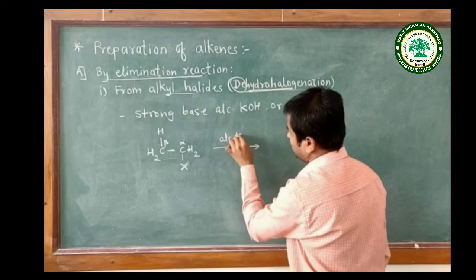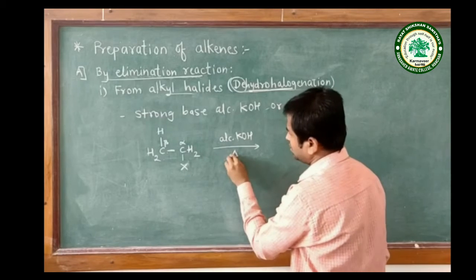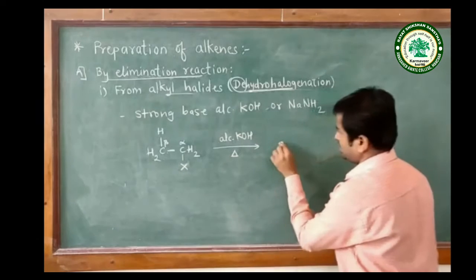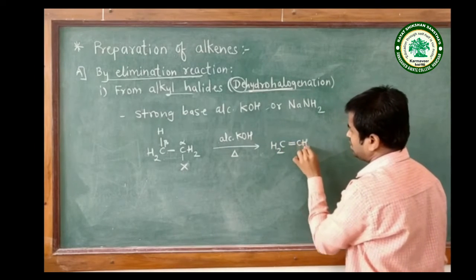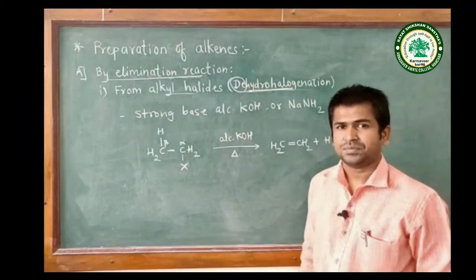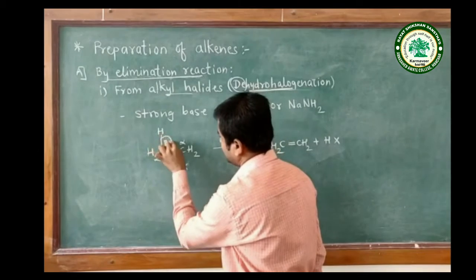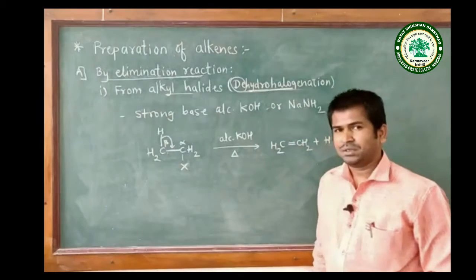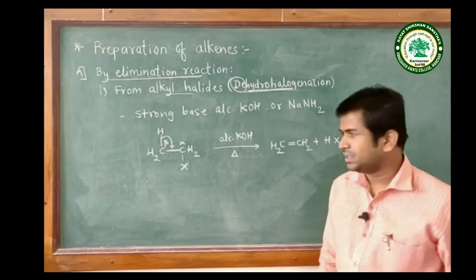So in the presence of alcoholic KOH, when alkyl halides are heated, we get alkene and HX, loss of hydrogen acid takes place. Now we take another example.